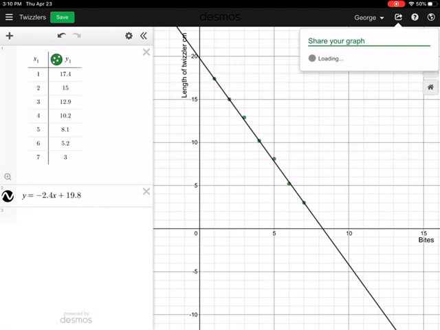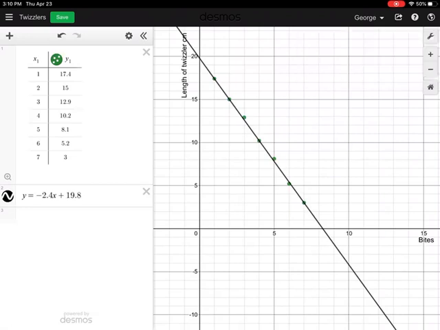So that's it. Save your Desmos, go to share, get the link, copy the link, and then paste by Control-V into Google Classroom, maybe on a Google Doc, or if it lets you share a link, that would be good as well.